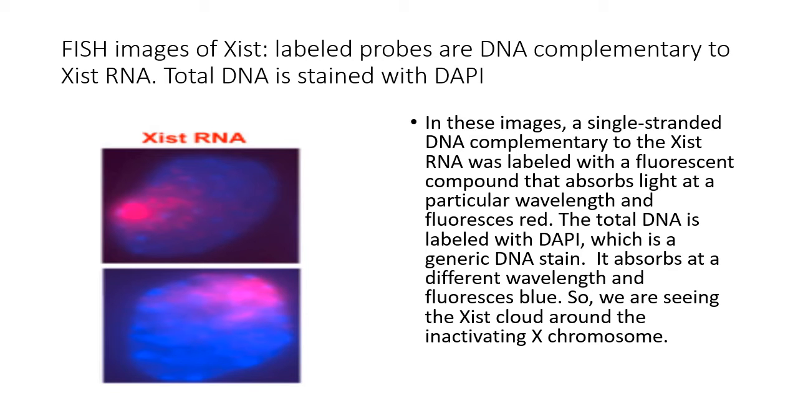Okay, in this image, we're seeing the Xist RNA in the nucleus. The DAPI is the blue that covers the entire nucleus. And in this case, the Xist RNA was probed with a fluorescent compound that fluoresces red. And of course you can see the two different colors. Now in doing this, images have to be captured at the two different colors and then merged to form a final image. So the Xist RNA cloud is very visible.